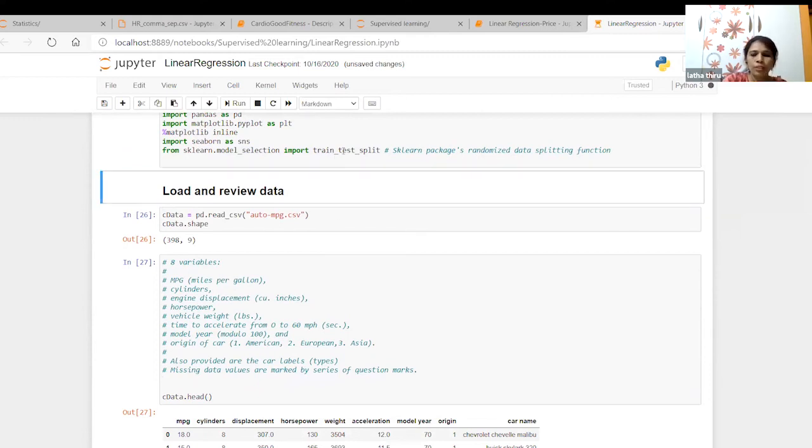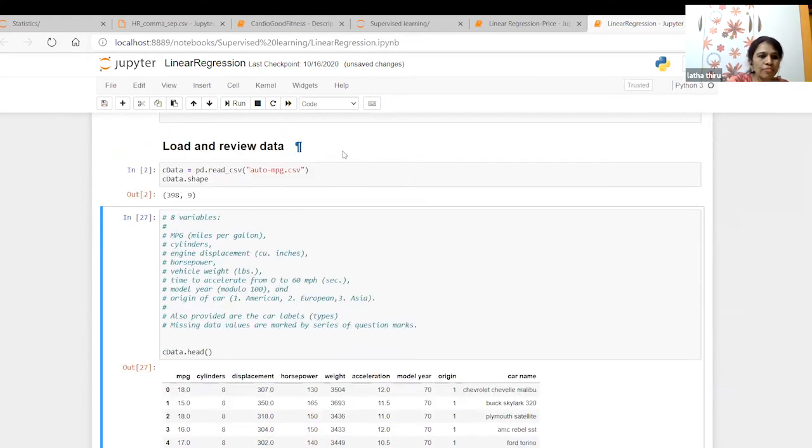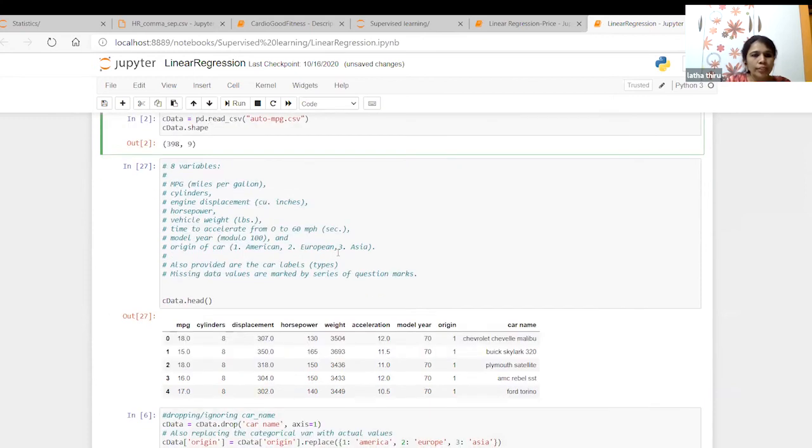Then I want to read my file. I have stored it in autompg.csv. This is available in your LMS. You can also go to an online repository and check for data. There are so many CSV files you can take and work on.